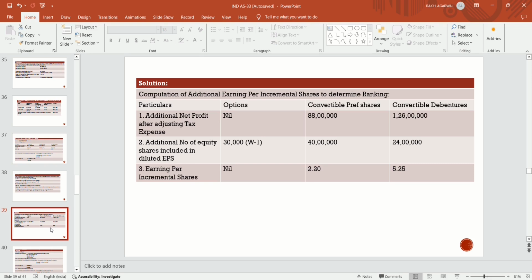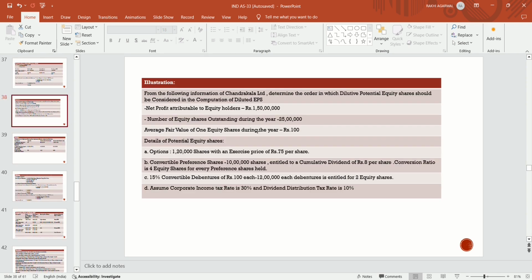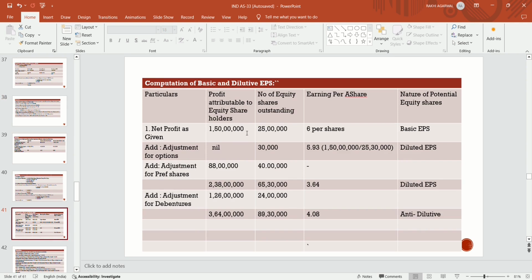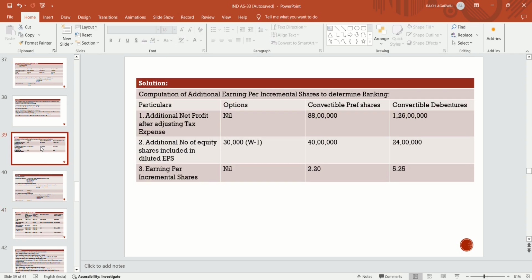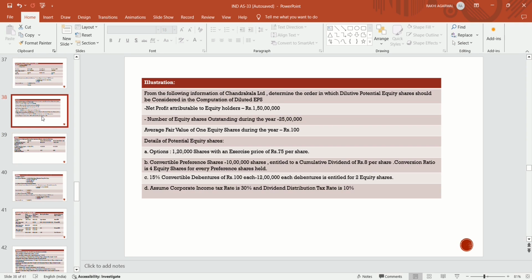Now solution: computation of additional earning per incremental share for determining the ranking. The basic EPS is 1 crore 50 lakhs divided by 25 lakhs, so basic EPS becomes rupees 6 per share. Now we will give the adjustment for dilution. So we will compute the additional earning per incremental share. So in case of options, there are 1,20,000 shares given with an exercise price of 75 per share.